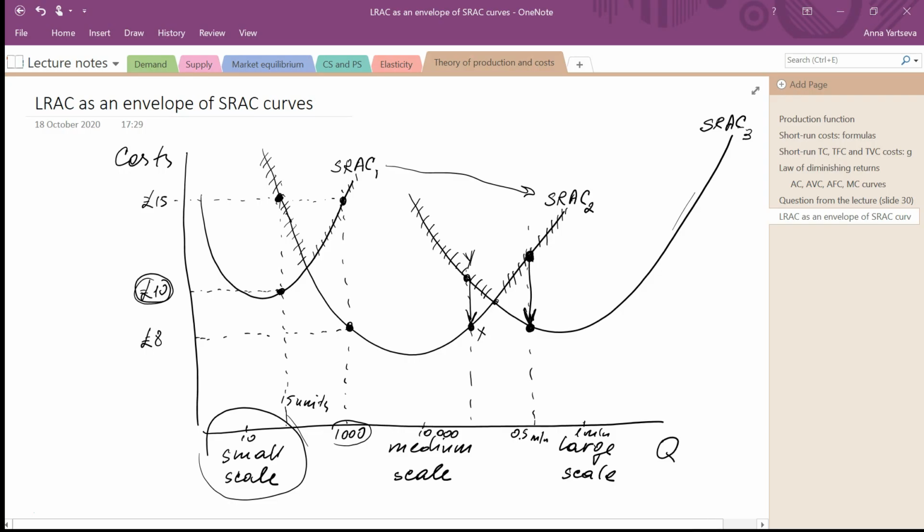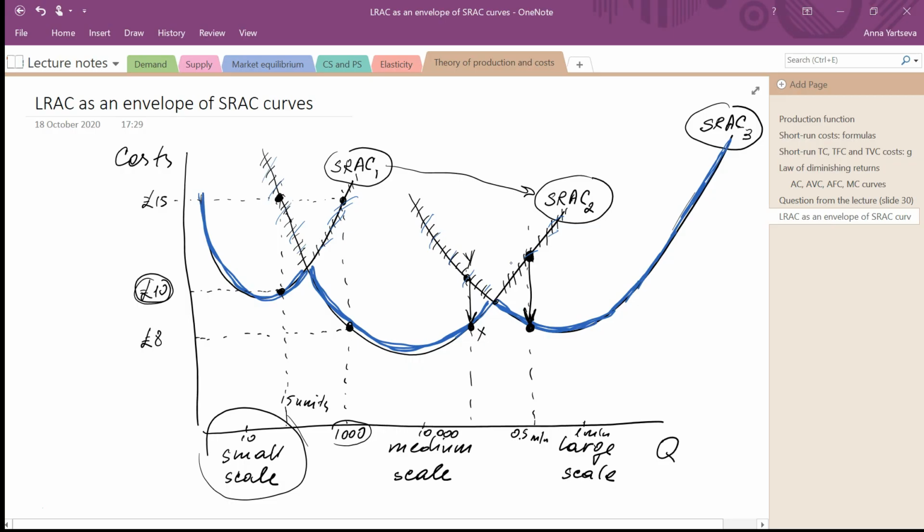We will never choose to be there because we are able to vary the amount of capital. By jumping between different short-run cost curves, we are able to operate along the lowest segments of these costs only. So for us, what will be relevant are these parts of the cost curves. We can emphasize them, make them thicker. We'll only operate along these lowest parts of the short-run cost curves. Any higher sections are not relevant for us. We will never operate there. And this is the idea of the long-run average cost curve.